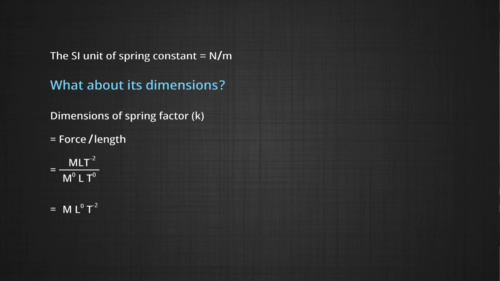What would be its dimensions? They would be m L0 t raised to minus 2. How did we get that? The dimensions of force are m L t minus 2, and the dimensions for compression or elongation are m0 L t0. So if you were to calculate that, you would get m L0 t minus 2.